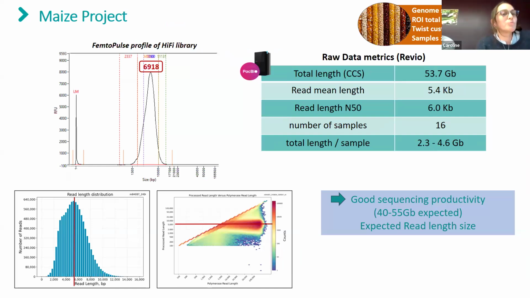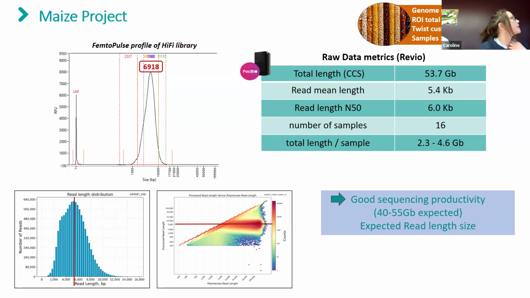Now we are moving on to the second project, focused on maize. As mentioned earlier, we target a larger region of interest of 270 kb. Like the common bean project, after the Twist capture workflow, we prepared a multiplexed PacBio HiFi library, but in this case containing 16 captured maize genotypes. And now we sequence on the new PacBio system, the Revio sequencer.